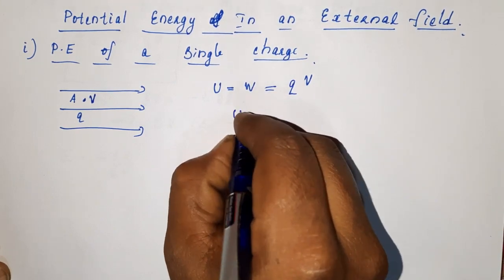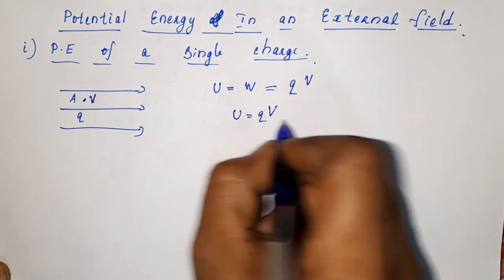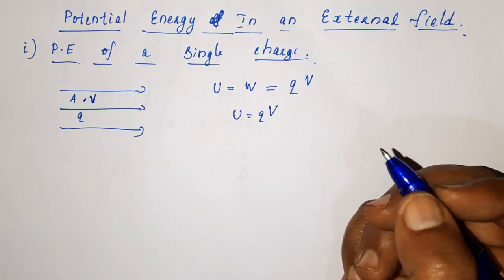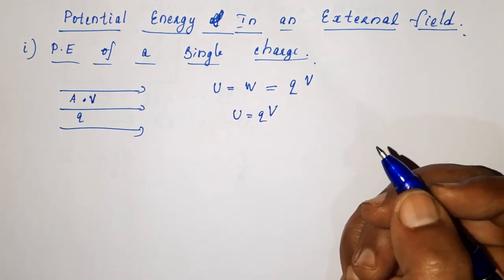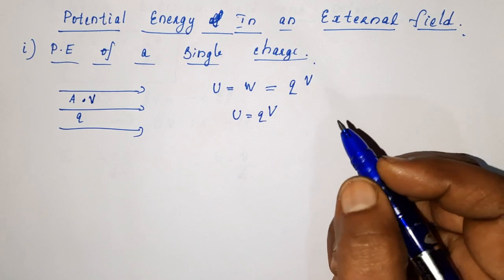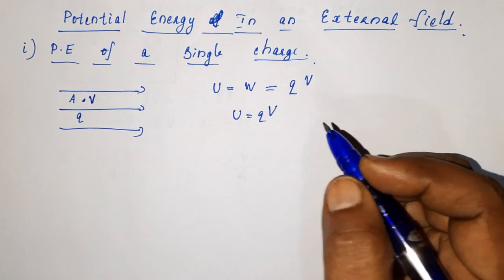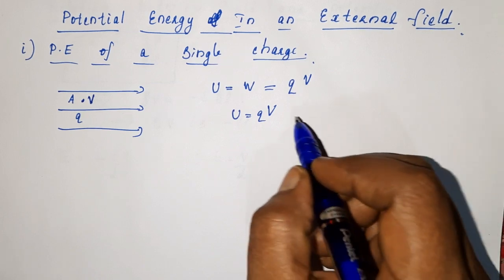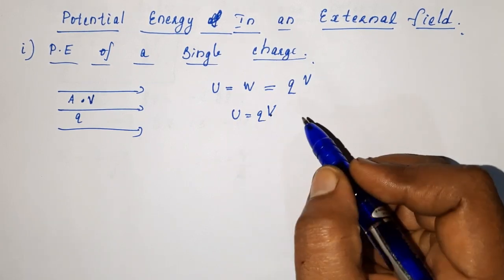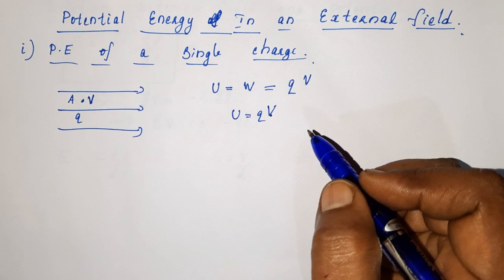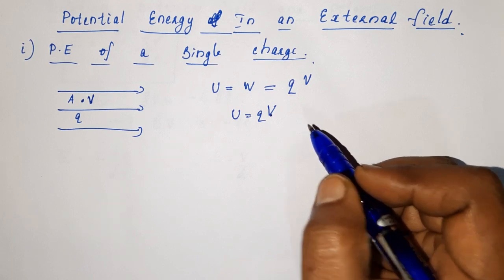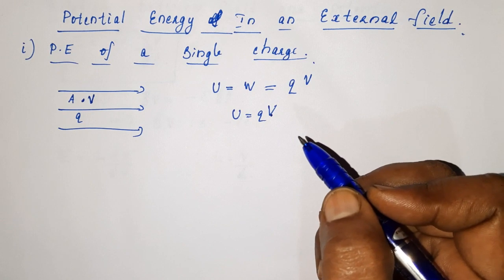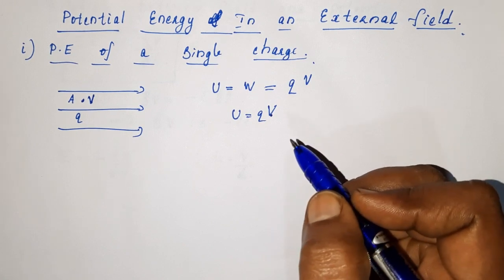A very important equation, though it is very simple to study, that concept is very important. When a single charge is kept in an external field, the potential energy of that single charge is U equal to QV. That energy is the potential energy, where V is the potential at that point where the charge is placed. And using this equation only, the unit electron volt is defined.